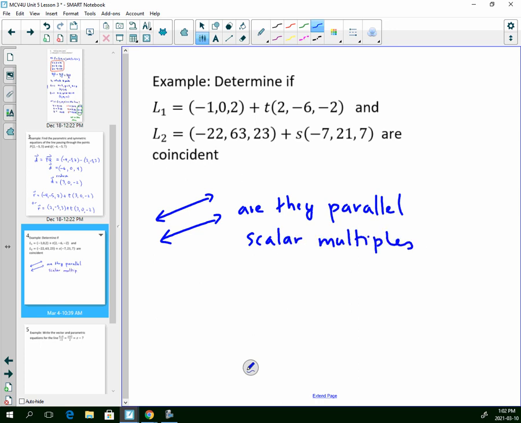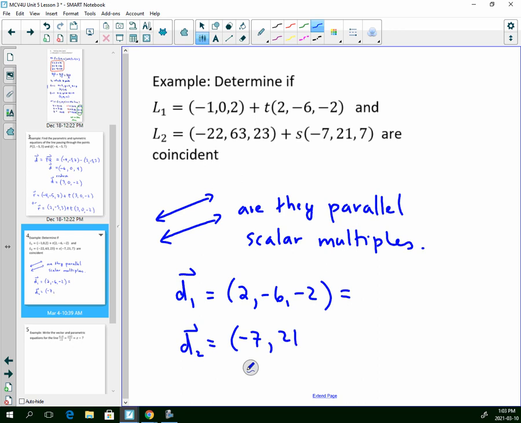Sometimes you could just eyeball them and tell that they are scalar multiples. I can see, okay, I multiplied this direction vector by a number and I get the second one. Another way that is useful to check if they're scalar multiples is to see if they reduce to the same components. So looking at these direction vectors, it's not so easy to tell if they're scalar multiples, because I can't multiply 2 by a whole number and get -7. Obviously, I can multiply it by a fraction. But in this case, it might be easier to reduce them to lowest terms and see if we get the same components.